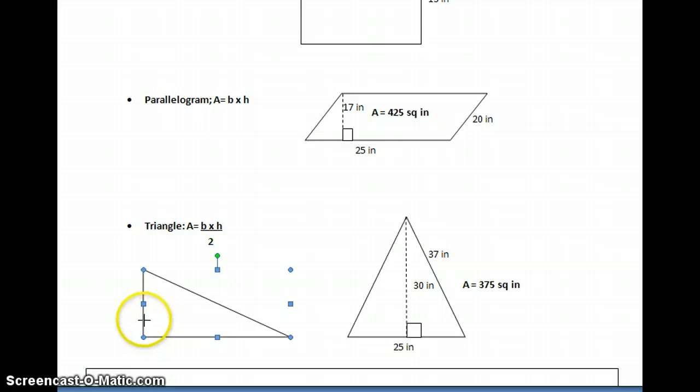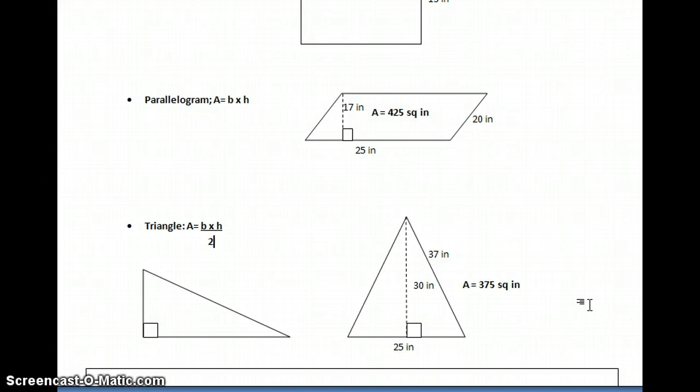If you are given a right triangle, then this is your height. So you would multiply this times this and then divide by 2. So in that case, it's not dotted, it's the actual height. It'll be identified with a right angle symbol. So what I would do was multiply 25 times 30, and that gives me 750. I'll take 750 and divide by 2, and I'll get area is 375 square inches.